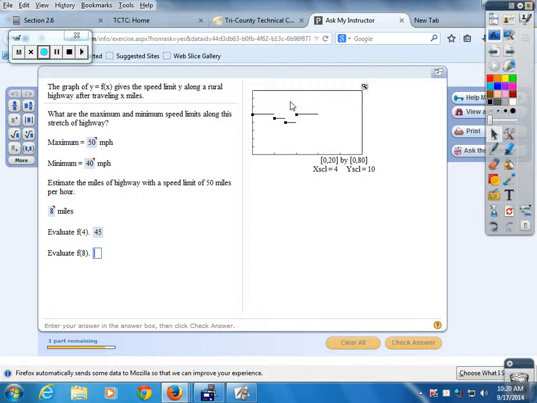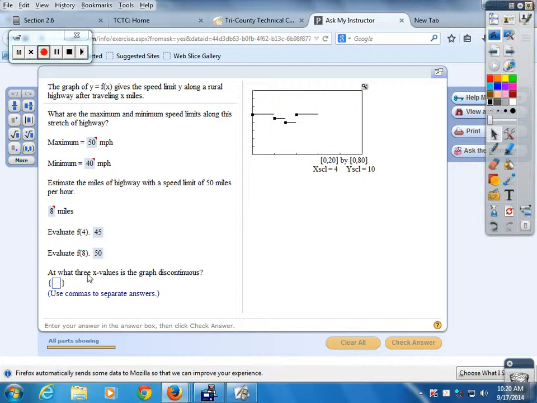Yeah, because of the way it looks. f of 8 means x is equal to what? 8. So there's 4, and there's 8. What is it? 50. And y'all feel good about yourself.